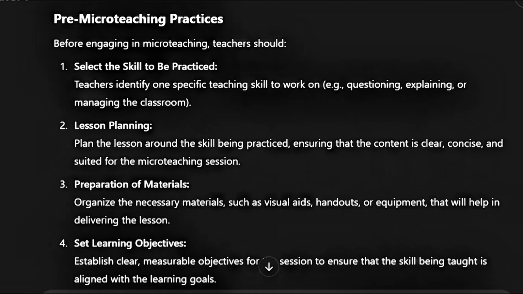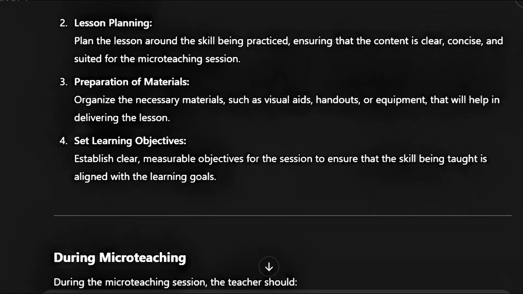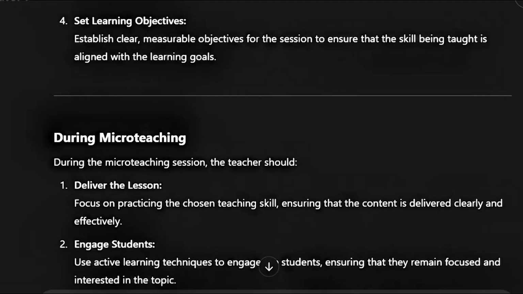2. Lesson planning. Plan the lesson around the skill being practiced, ensuring that the content is clear, concise, and suited for the microteaching session. 3. Preparation of materials. Organize the necessary materials such as visual aids, handouts, or equipment that will help in delivering the lesson. 4. Set learning objectives. Establish clear, measurable objectives for the session to ensure that the skill being taught is aligned with the learning goals.